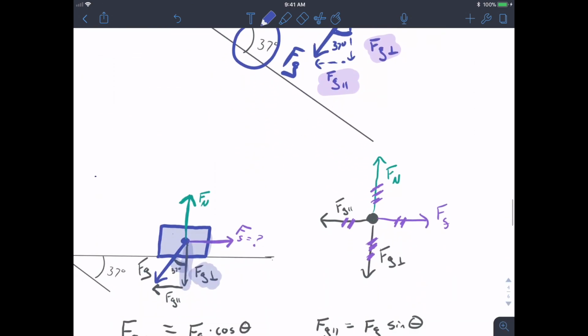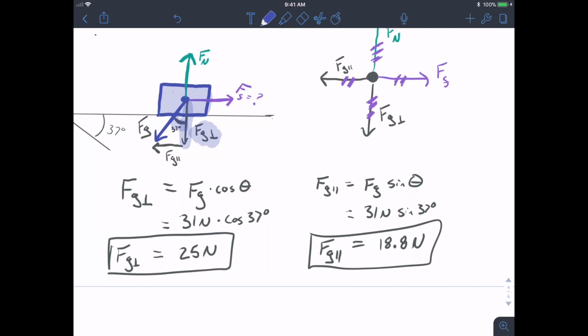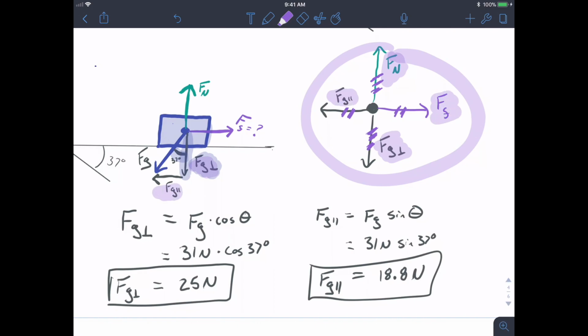And so we did this as a learning check in class, and if you go down, you can see we then did that work there with it. I redrew the free body diagram right here for us. And once again, this shows us that the force of gravity perpendicular, remember that's this one right here, is going to be compared to the normal force, and the force of gravity parallel to the surface is going to be compared to the force of friction.